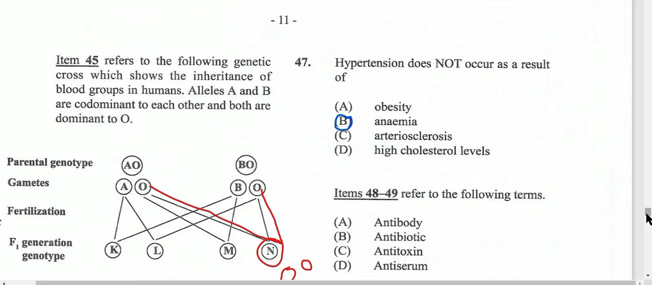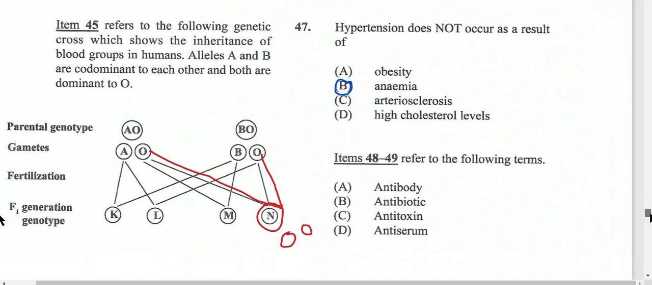Hypertension does not occur as a result of anemia. Hypertension will of course occur because of obesity, and if you have high cholesterol level, that could lead to high blood pressure or hypertension, and the same thing for arteriosclerosis. Those are things that are going to contribute to high blood pressure. So our answer here is going to be anemia for 47.